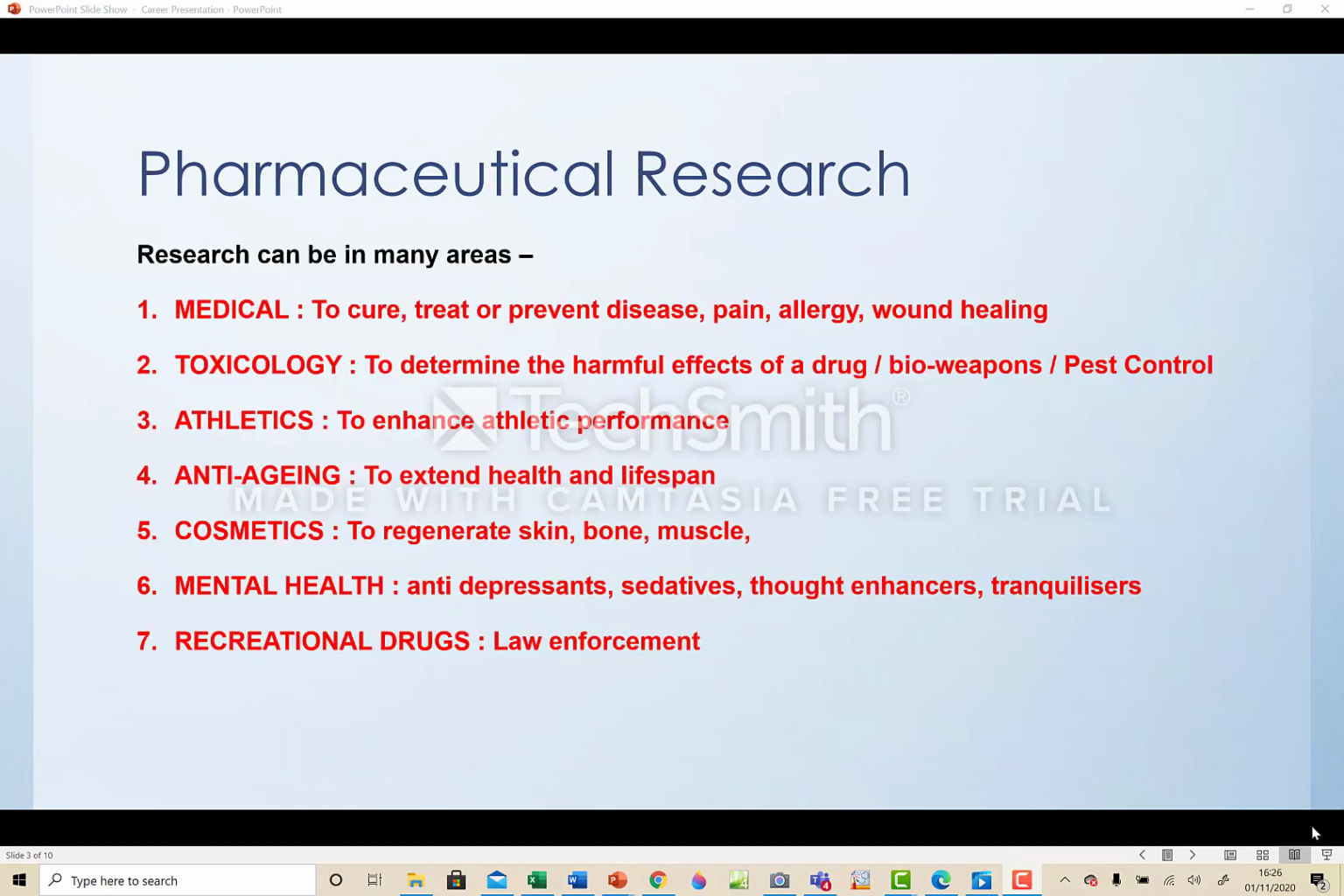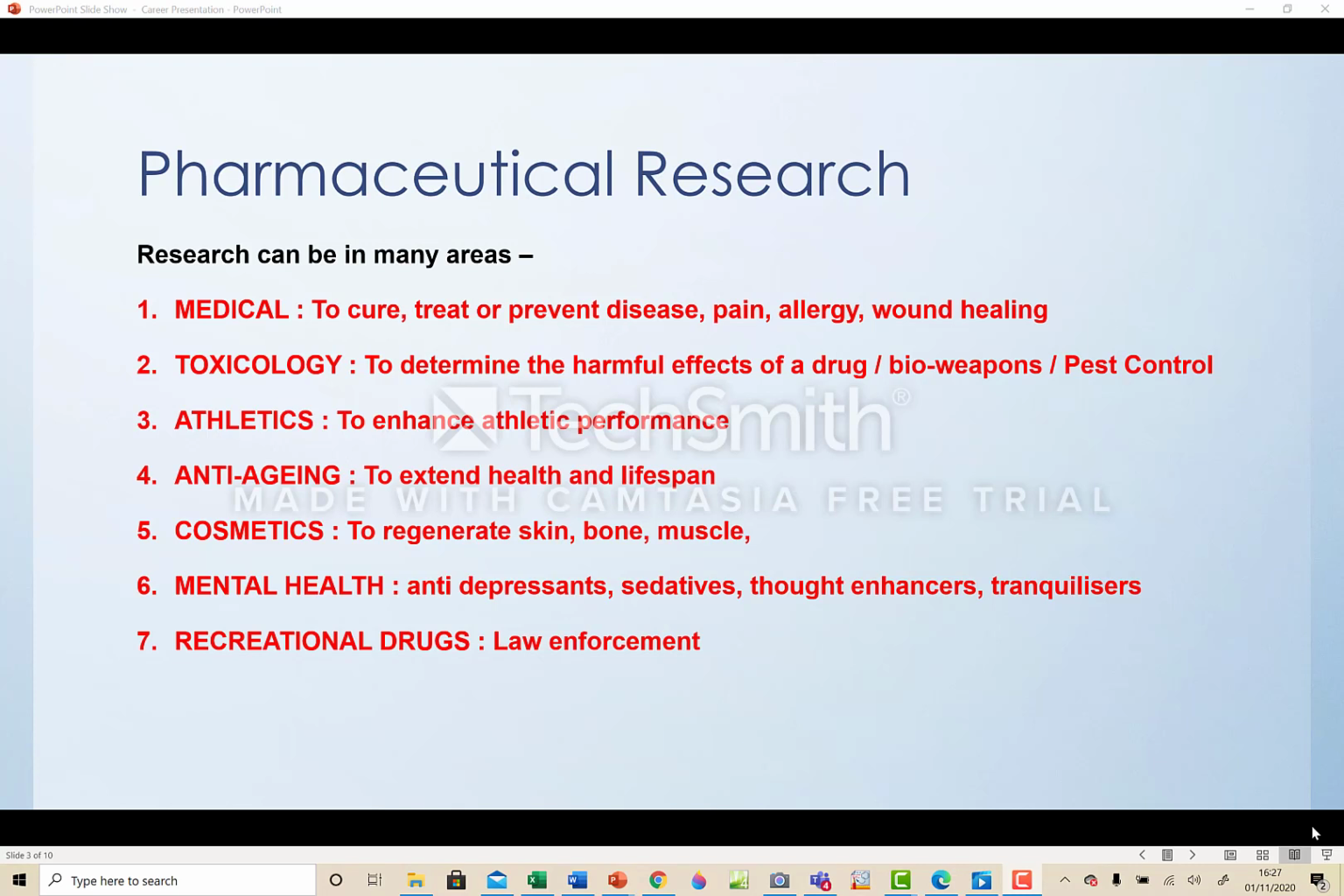There are many applications of pharmaceutical research. The medical application deals with the use of drugs to cure, treat, and prevent disease, but is also used to alleviate pain, which often accompanies chronic diseases, or allergy, which is very common in the form of, for example, food allergies, or pollen allergies, or animal-related allergies. It's also used to speed up wound healing so people get better quicker. Especially as they get older, wound healing slows down, so ways to speed up wound healing are important.